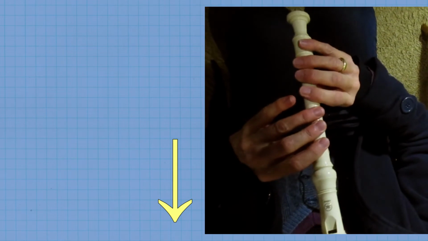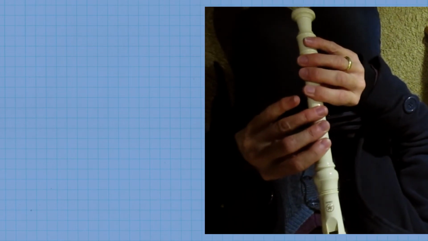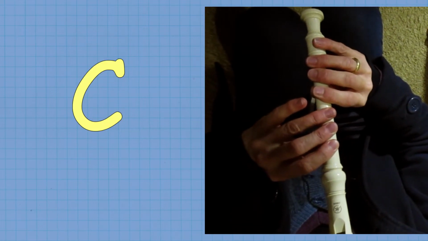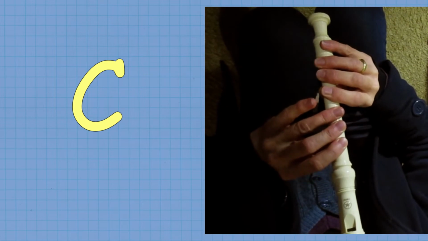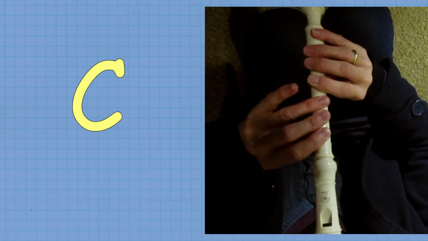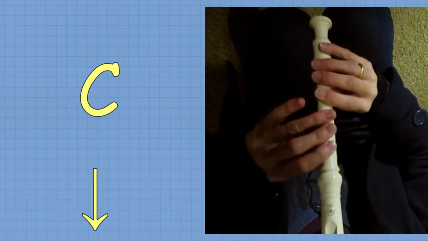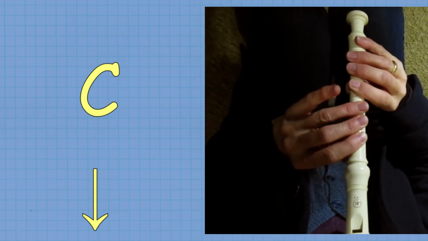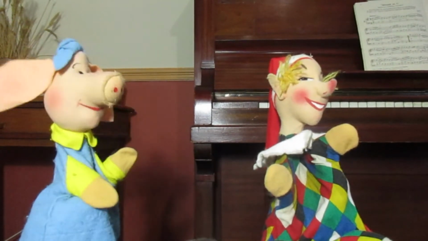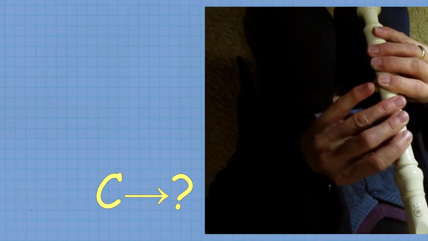I told you already that if we close all the holes on the recorder, we have a note that is also called C, a low C. If we move from the bottom up, do we say the alphabet backwards or forwards? We say the alphabet forward. So this is C.